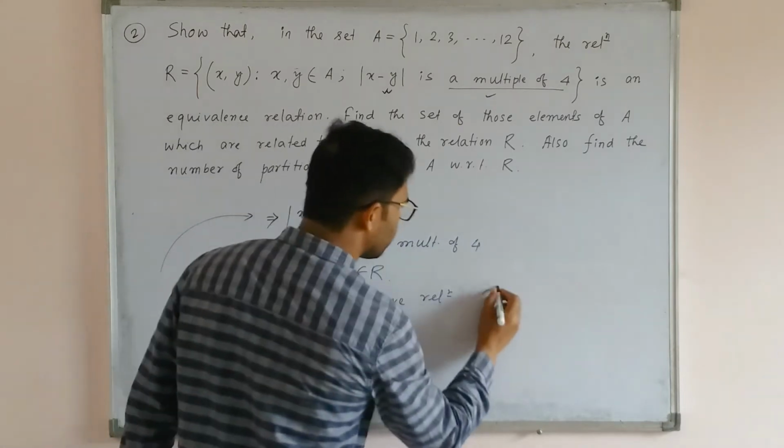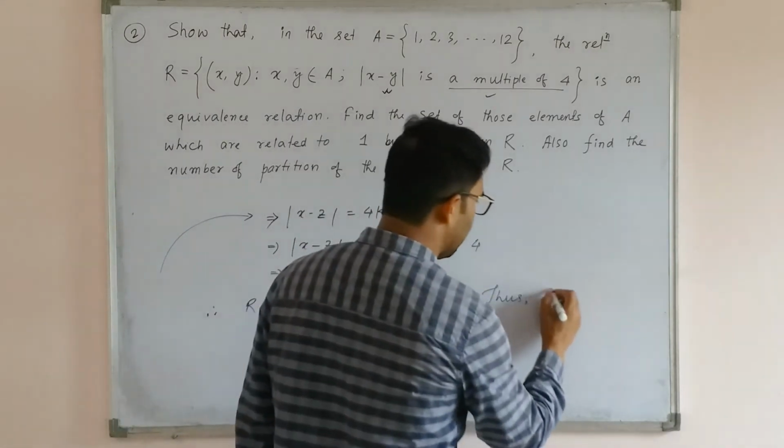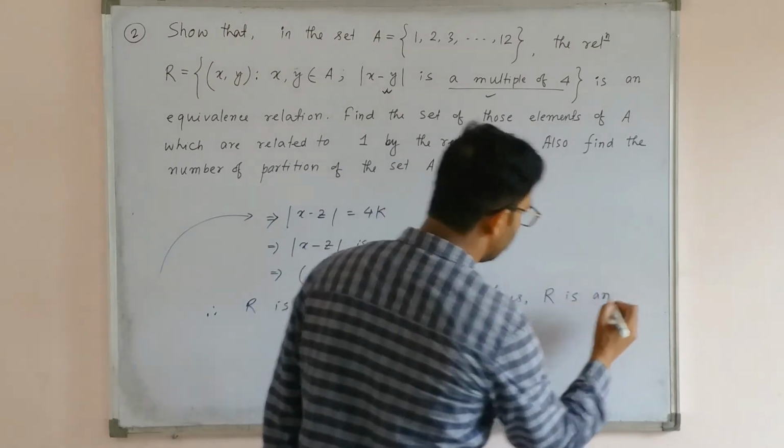So thus তিনটাই হল, reflexive হল, symmetric হল, transitive হল. So thus R is an equivalence relation.